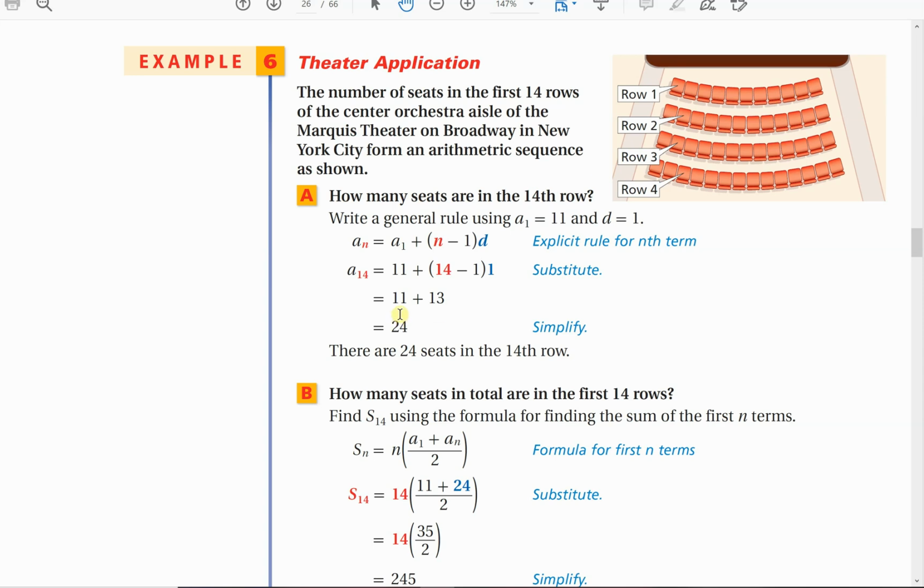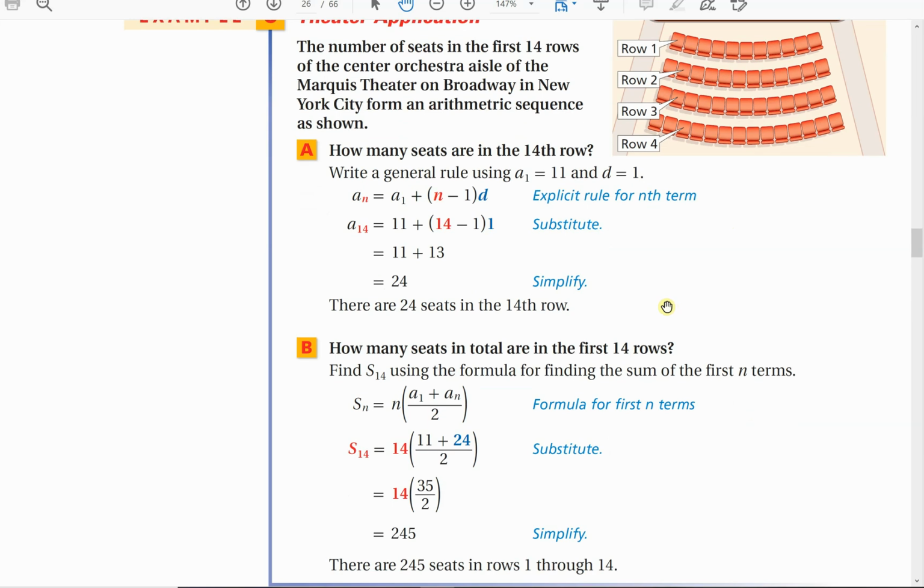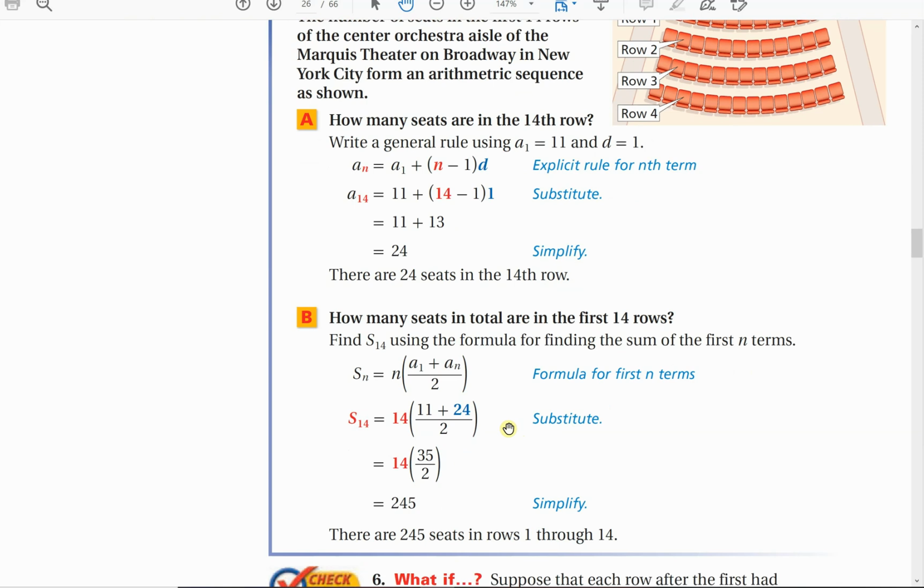So the difference is 1. They're just adding 1 seat every time. So in the 14th row it would be 11 plus 14 minus 1 times 1. 11 plus 13, 24. So there would be 24 seats in the 14th row. If we wanted to find the sum of all the seats, rows 1 through 14, so row 1 had 11, row 14 had 24, so 14 times 11 plus 24 divided by 2 is a total of 245 seats.